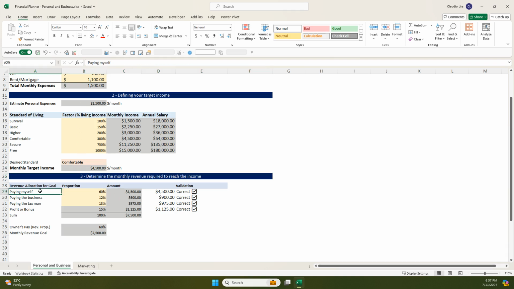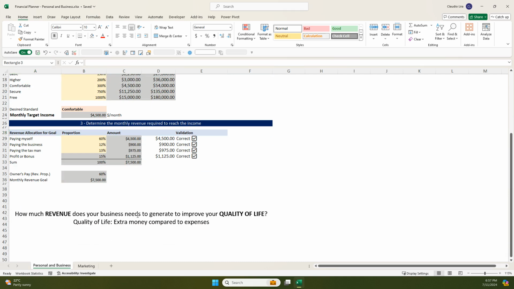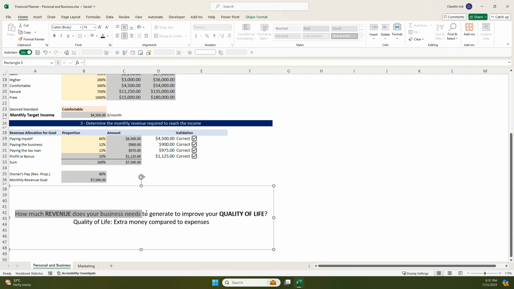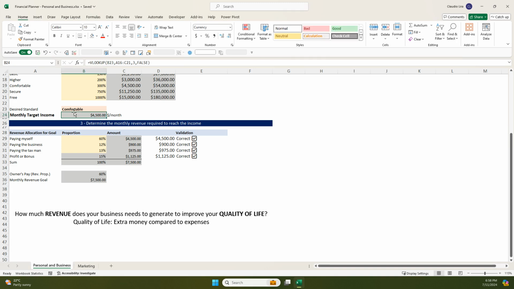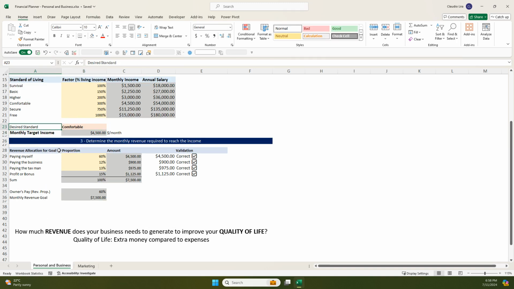So in this example, let's say the revenue that a business makes, which is why we have this item here: how much revenue your business needs to generate in order to improve your quality of life. So first we define the quality of life. So now we will find how much revenue.